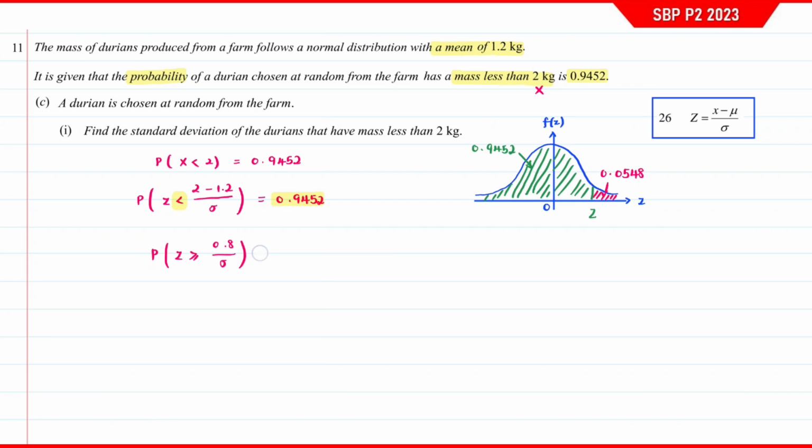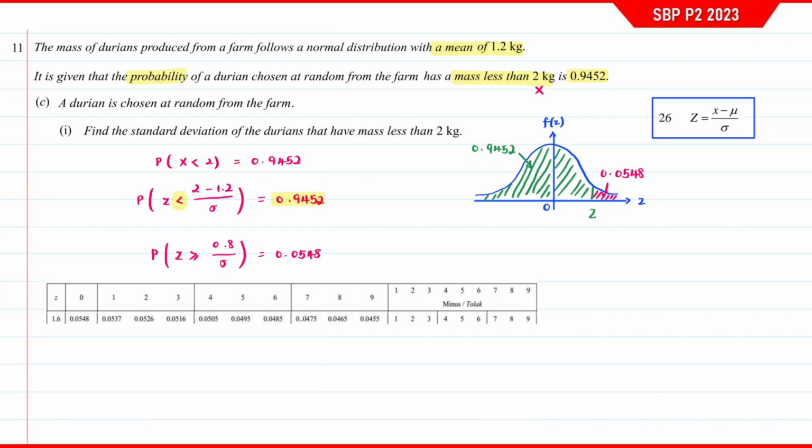So next, I can write this as the probability for Z greater than 0.8 over the standard deviation is equal to 0.0548. Based on the table, for the probability of 0.0548, we have a z-score of 1.60. So here our z-score will be 0.8 over the standard deviation. So now I can write 0.8 over standard deviation is equal to 1.60. Then the standard deviation will be 0.8 divided by 1.60, which is equal to 0.5.